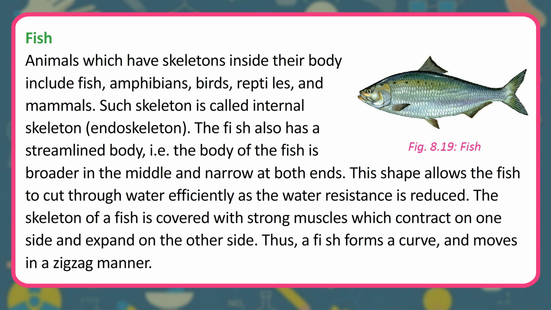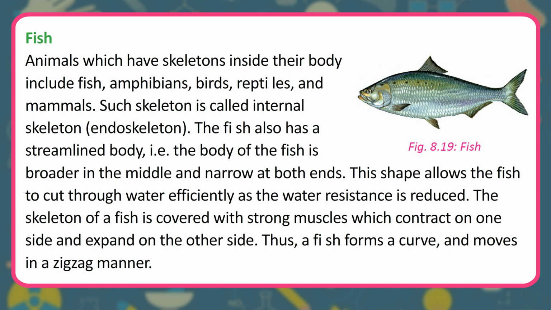Animals which have skeletons inside their body include fish, amphibians, birds, reptiles, and mammals. Such skeleton is called internal skeleton, endoskeleton. The fish also has a streamlined body, i.e. the body of the fish is broader in the middle and narrow at both ends. This shape allows the fish to cut through water efficiently as the water resistance is reduced.